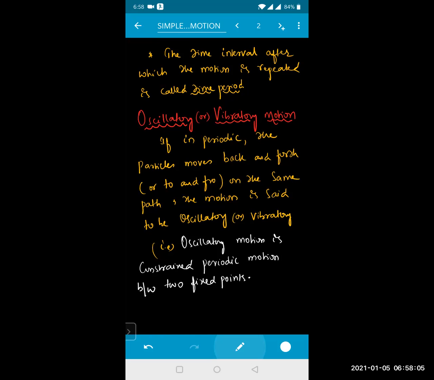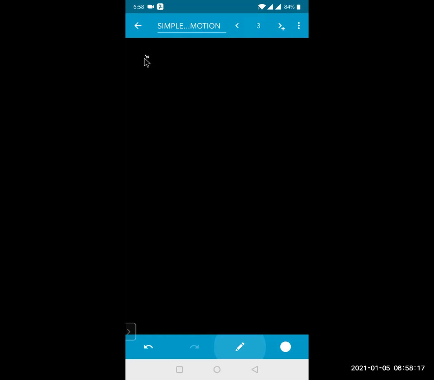Is it clear? Yes, sir. Now see, oscillatory motion may or may not be periodic motion, beta. It is not a compulsory condition that it should be a periodic motion. So you can write here: oscillatory motion may or may not be periodic. I'll tell you the examples for this.